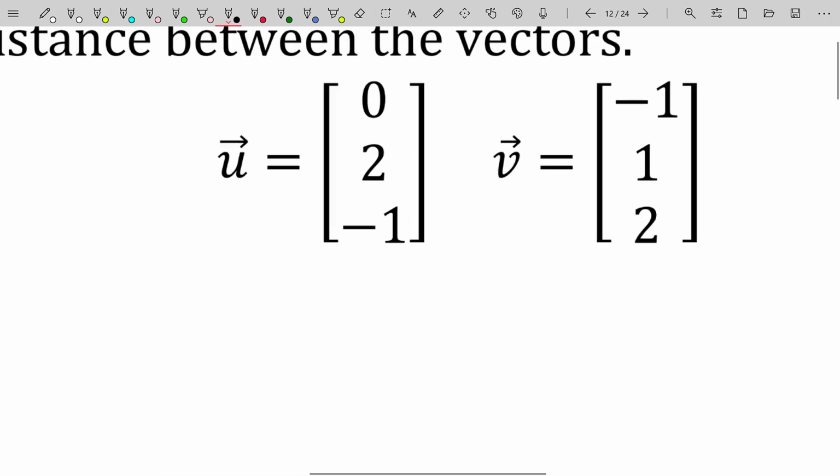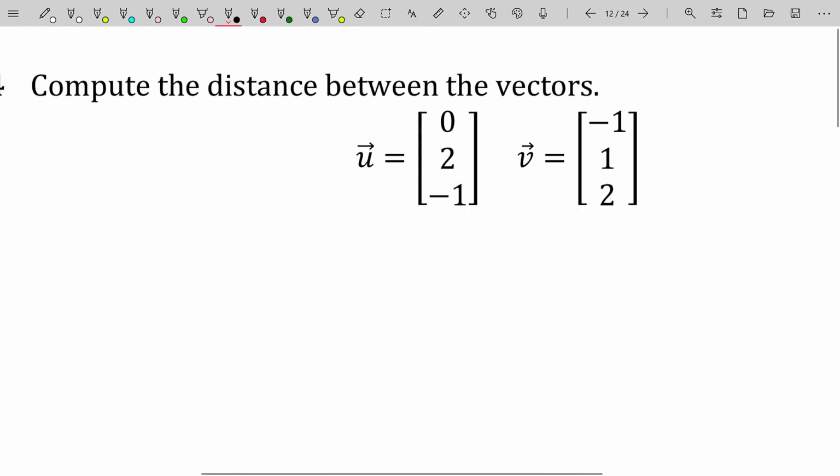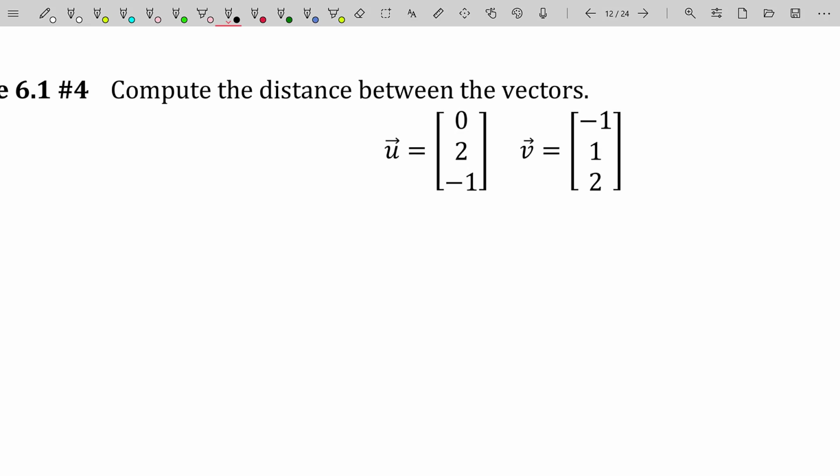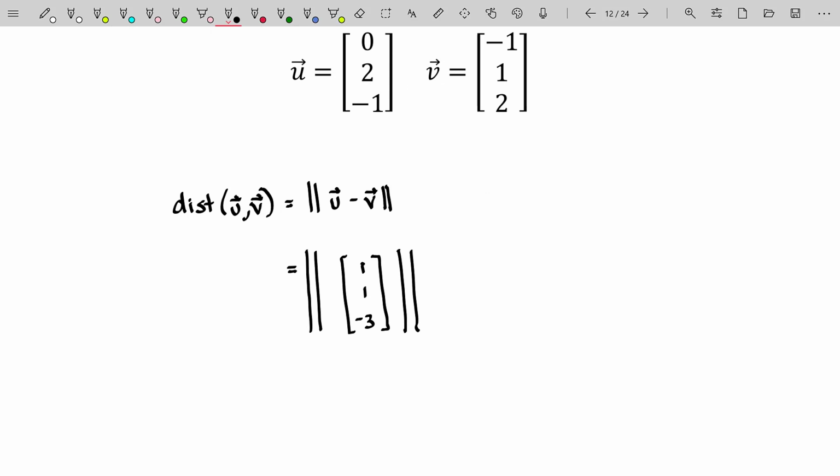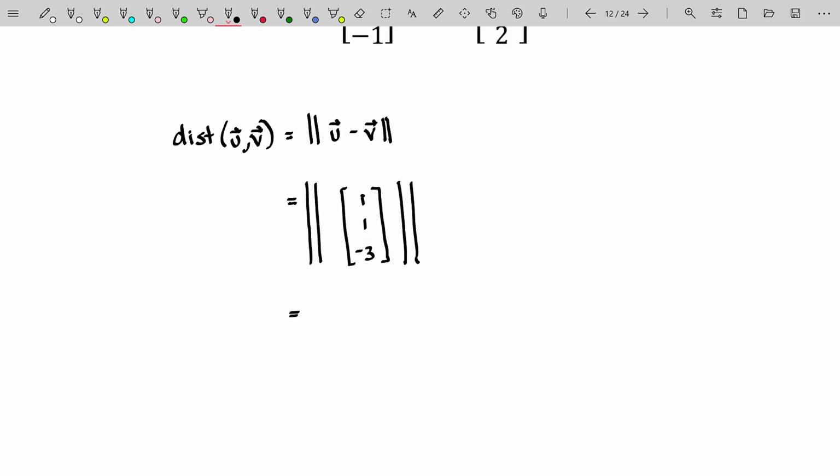Compute the distance between the vectors. Now, I'm not going to bother drawing these out because I'm terrible at drawing in three dimensions, but we happen to know the distance between the tips of u and v is defined to be the magnitude of u minus v, which is the magnitude of that vector there, which is square root of 11. That's the distance between those vectors. Technically the tips of those vectors, but whatever.